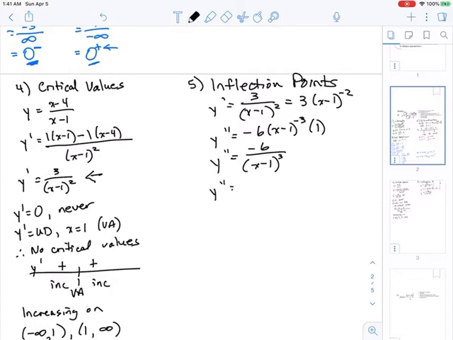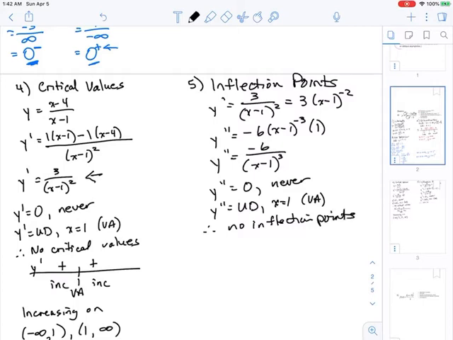So y double prime equals 0. Again, never. The numerator is never going to equal 0. And y double prime is undefined at x equals 1, but again, there's a vertical asymptote there. Okay, so therefore, no inflection points. There's nothing going on here. There's no point to even consider. However, we can still do a plus minus chart to figure out the intervals of concavity.